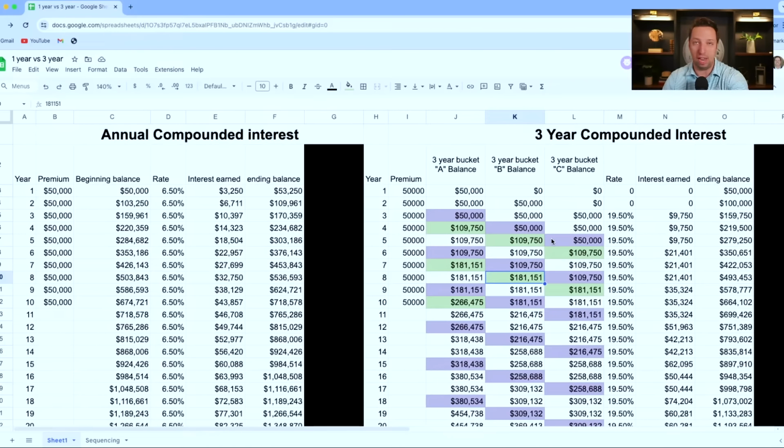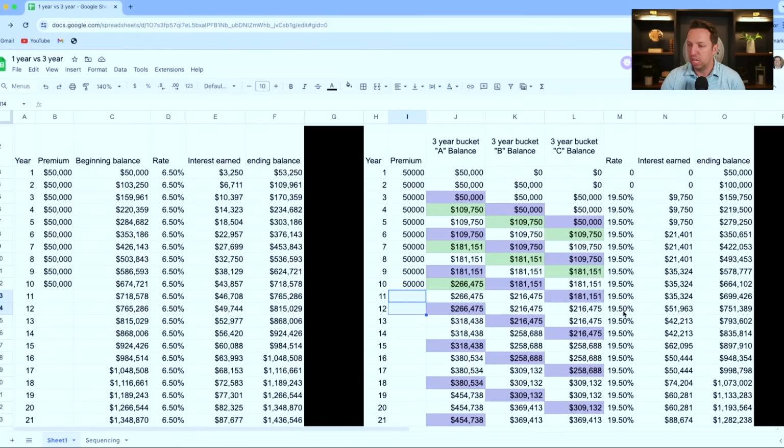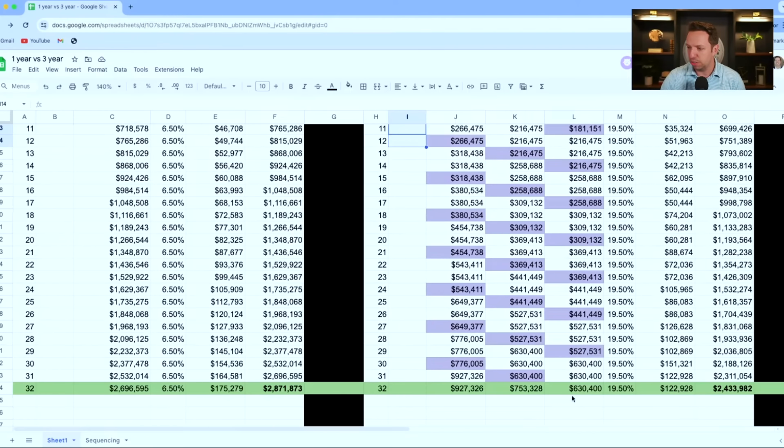And since we're using a flat rate of return, and since we're using the same premium schedule, all these numbers are identical until we get to this last $50,000 payment, because bucket B and bucket C are one $50,000 payment short of bucket A. We'd have to do a 12-year fund in order for them to all be equal, but that's okay. We're doing a 10-year fund, not a huge deal. We go down 32 years, and our 3-year crediting strategy has $2.4 million in it. Our 1-year strategy has $2.8 million in it.